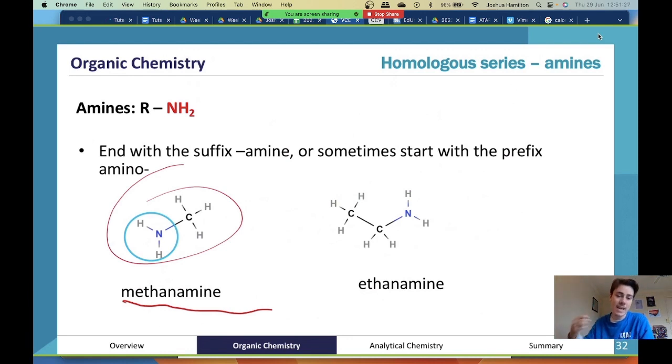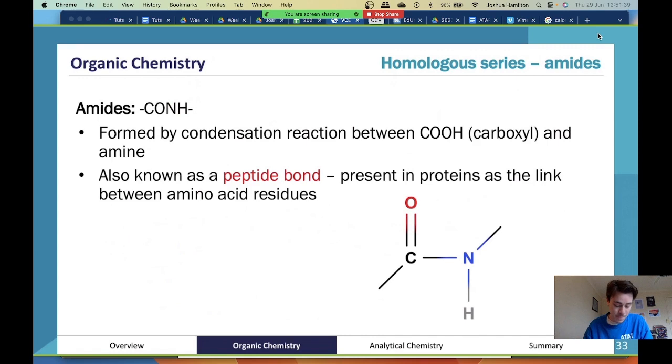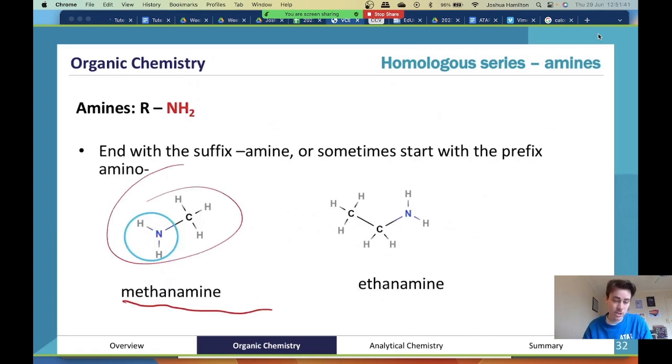They end with the suffix amine, or they start with the prefix amino. This will come in handy because you can look at things like amino acids. Ethanamine is another example there, methanamine, etc. Amines can be primary, secondary, or tertiary. What's really cool about this is it comes off the end.